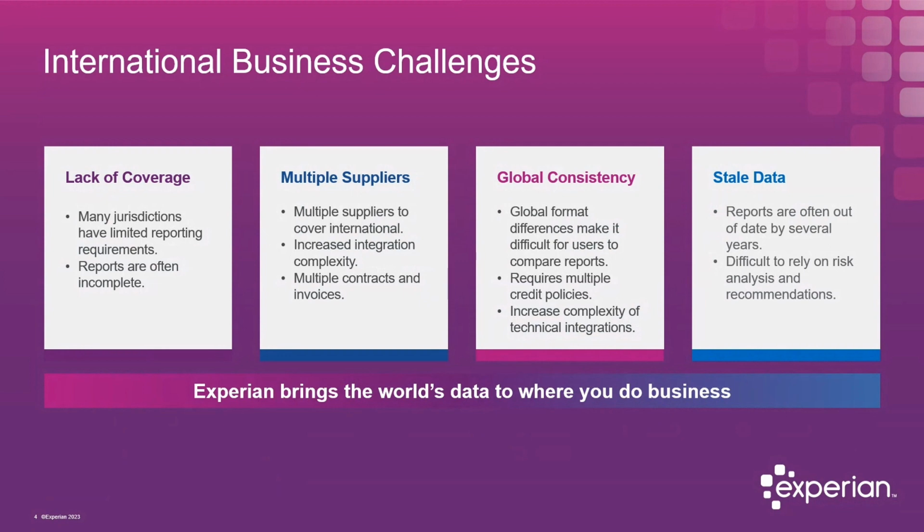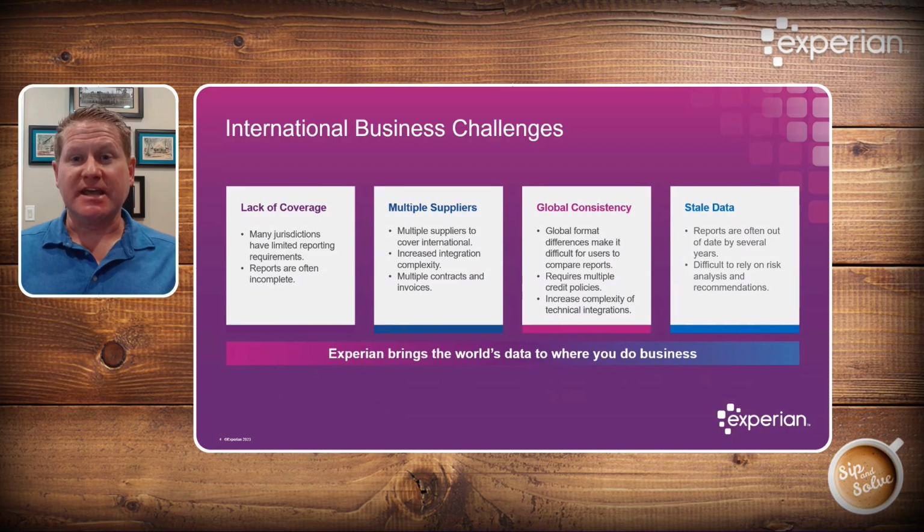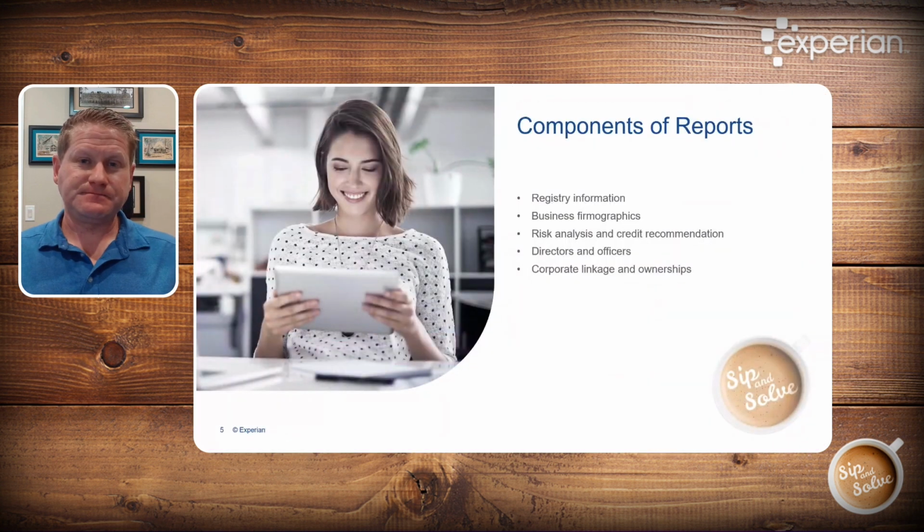Next up is global consistency. We'll play a fun game here in a bit that looks at how global format differences can make it very difficult to compare reports from one country to another. This can also require multiple credit policies and again further increases the technical integration of credit solutions. And lastly, managing stale data. Reports are often out of date in certain regions of the world, potentially by 2, 3, or more years. And this makes it difficult to rely on a risk analysis and recommendations coming out of those reports. So there's some inherent trade-offs here, but we'll present a couple strategies to help deal with that.